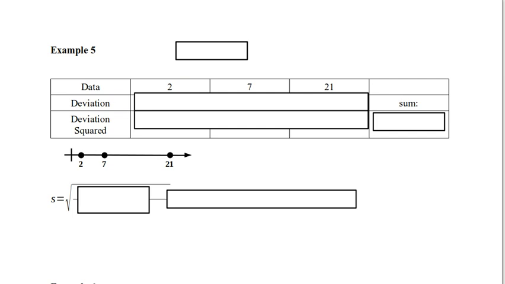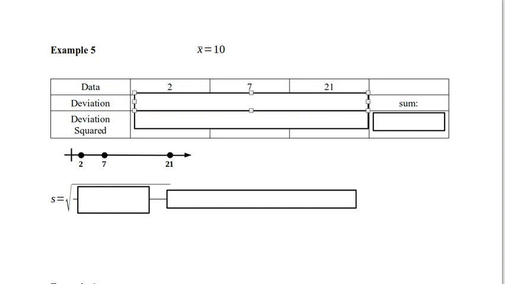Our next example is not something that I can look at and see what the standard deviation will be. So let's work through this. The data is 2, 7, and 21. So we add those up and divide by 3, and we get a mean of 10. So 2 and 7 is 9, 9 and 21 is 30, 30 divided by 3 is 10.